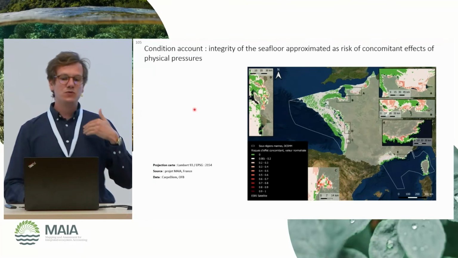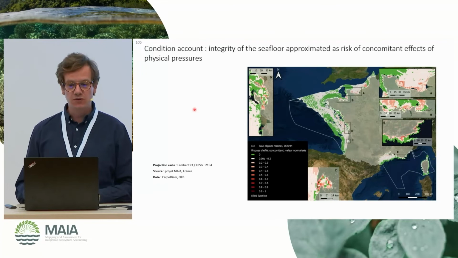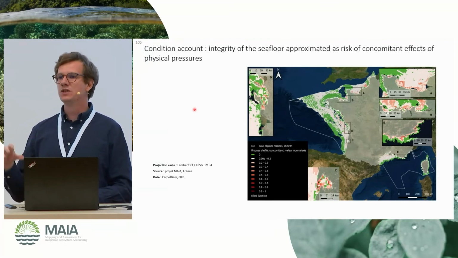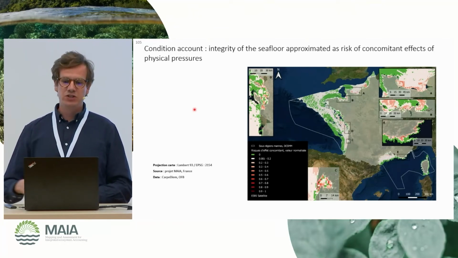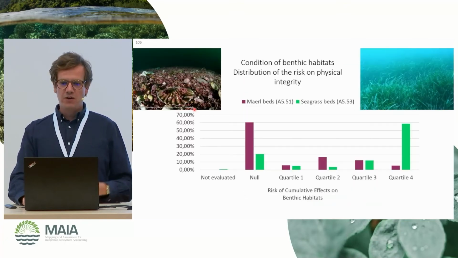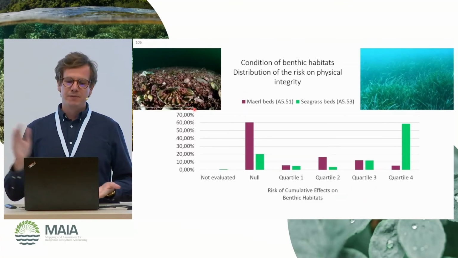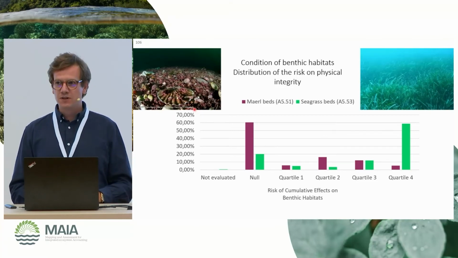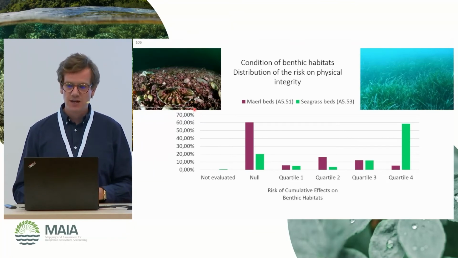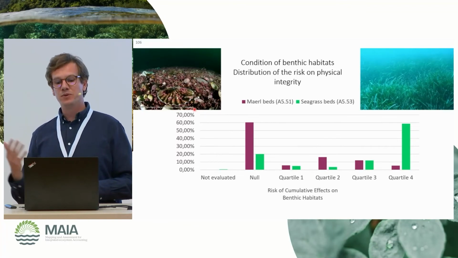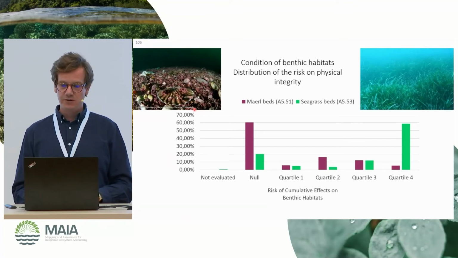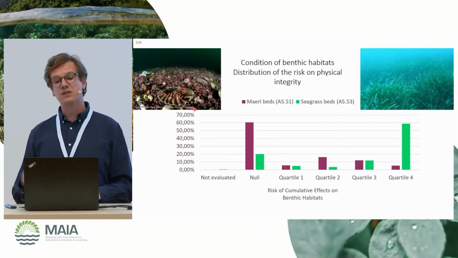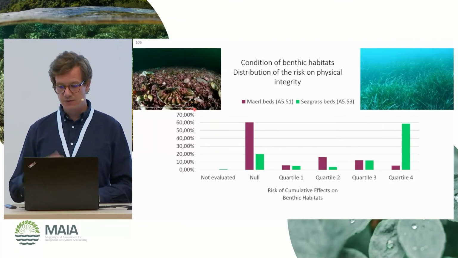So we could then produce maps. For instance, here, this is the integrity of the seafloor, which is approximated using all the physical impacts that are done by economic activities. So that could be dredging, anchoring, stuff like that. And this could be interesting if we then map it on top of the ecosystem extent, looking at protected species, for instance maerl beds or seagrass beds. And we see huge differences. So this could be relevant for policy, where maerl beds are very protected and they fall into the categories of low or nil risk of seafloor integrity, whereas seagrass beds are very threatened and fall into the high risk category.